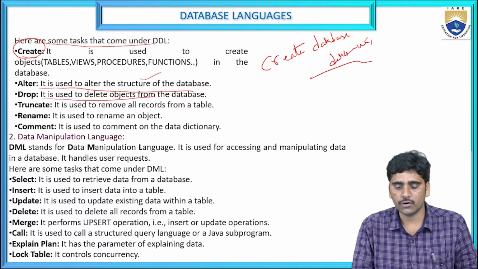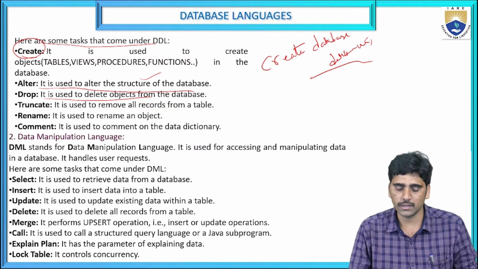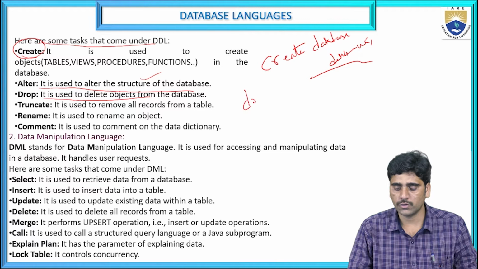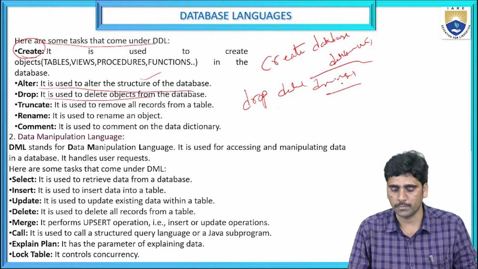And next, the drop command. It is used to delete or drop objects from the database. So if you want to delete the records, you can use delete. If you want to drop the database entirely, you can use a command like drop database name. Then the database is completely dropped, right?